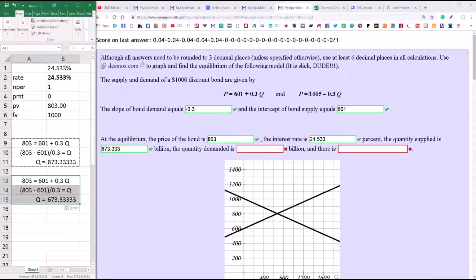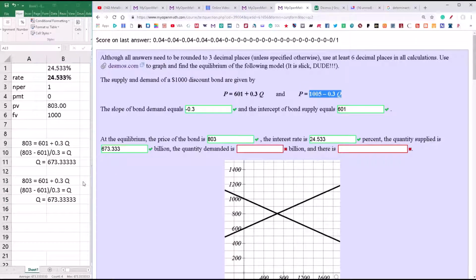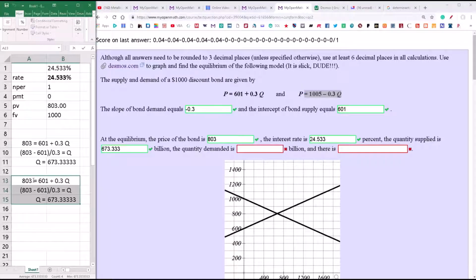Okay, now I'm going to do the same thing with the demand curve. Copy. Okay, but over here what I'm going to do is add the 0.3Q to both sides. So I'm going to pull this down here. I'm going to add this to both sides because it's negative, right? And then I'm going to subtract 804 from both sides. And then I'm going to divide both sides of the equation by the slope, which is 0.3.